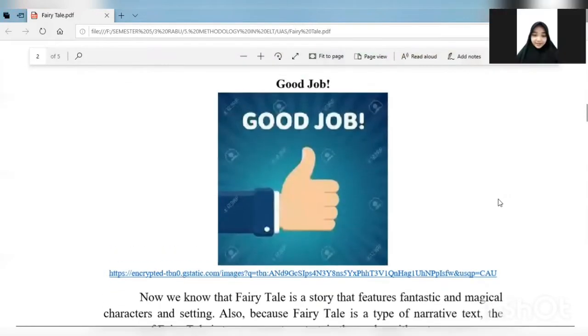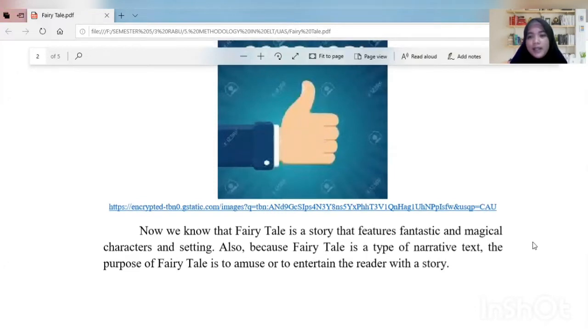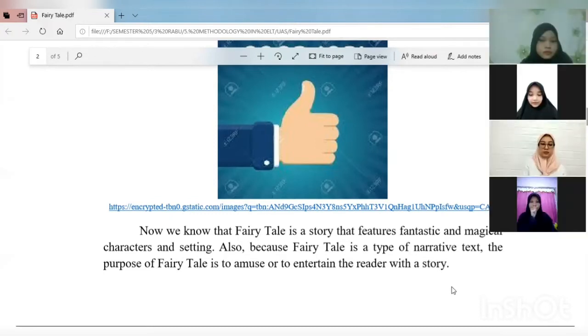Good job. You're welcome. So from the discussion, we know that a fairy tale is a story that features fantastic and magical characters and settings. Also, because a fairy tale is a type of narrative text, the purpose of a fairy tale is to amuse or to entertain the reader with a story.